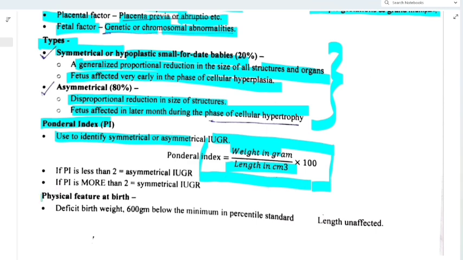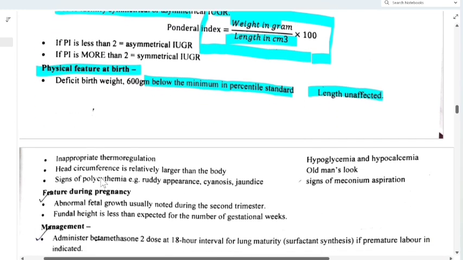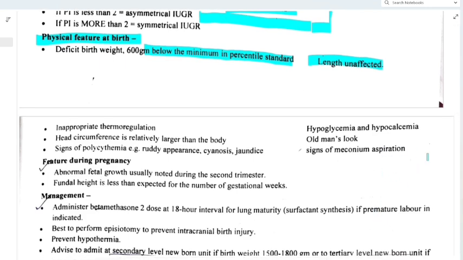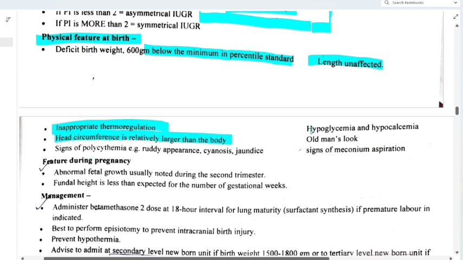So now coming to physical features at birth. That is deficit weight, birth weight 600 gram below the minimum in percentile standard. Length unaffected. Okay. So in physical features, what will happen? Length will not be affected, but birth weight will be deficit, that is 600 below the minimum in percentile standard. Then inappropriate thermoregulation, so those babies will not have proper thermoregulation. Then head circumference is relatively larger than the body. Then hypoglycemia and hypocalcemia also will be seen in the baby.